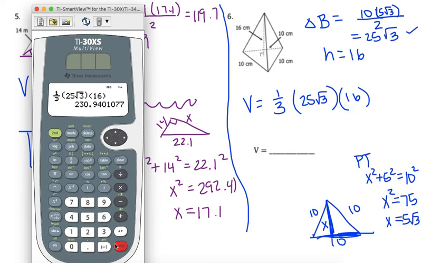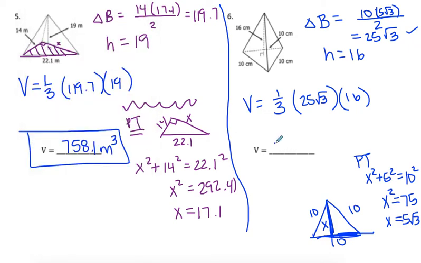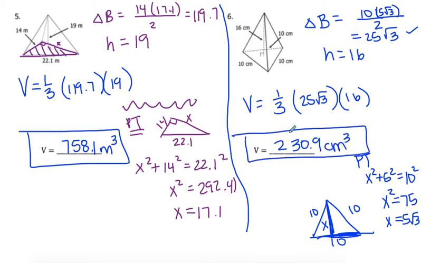So rounded to the nearest tenth, I get 230.9401. Okay, so rounded to the nearest tenth, that 4 is going to leave that 9 alone. So 230.9 centimeters for my units cubed. If you're missing a part, don't force it with one of the other numbers that's given. Use Pythagorean theorem. That's why we practice an entire unit on it. Use Pythagorean theorem to find that other missing piece.